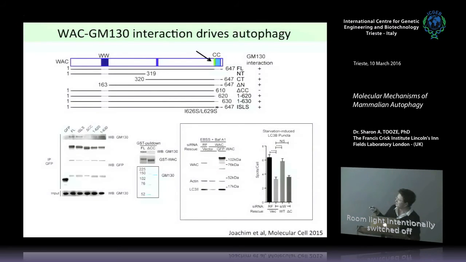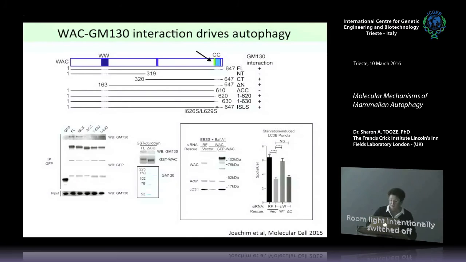So this is the Western blot, and this is actually counting spots. So again, it's the same thing. You knock down WAC. When you retransfect the vector, you see the inhibition of the LC3 puncta formation. When you transfect in the wild type, you see a rescue. And when you take away this coil-coil domain or the 10 amino acids, you don't rescue. So we knew that the interaction of WAC and GM130 was required for autophagy.